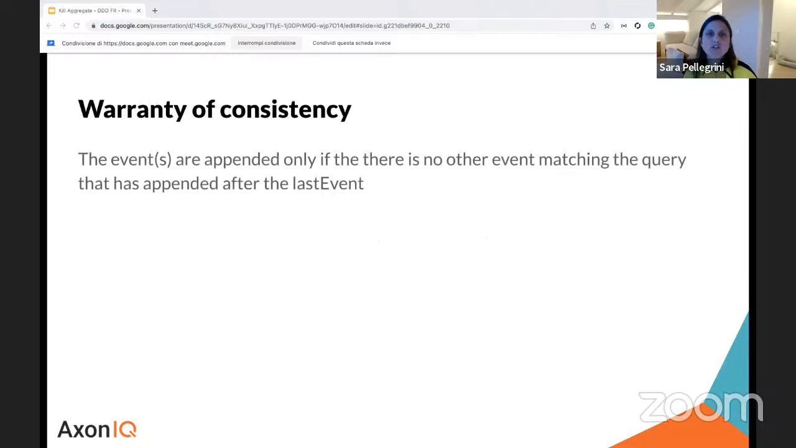So in practice, the conditional append represents the guarantee that an event or a group of events is published in the event store if and only if the event store does not contain any event that matches that query after the expected last event. So the conditional append represents the guarantee that the decision has been made on the basis of the most up-to-date data.